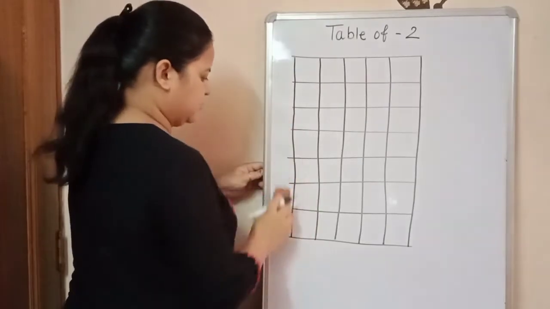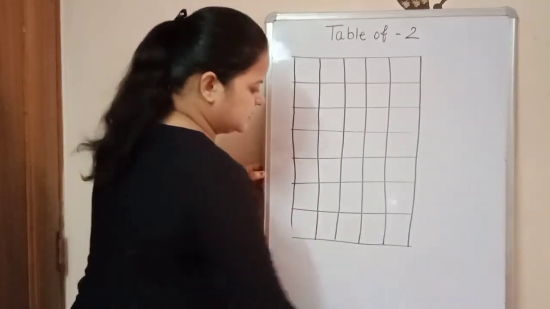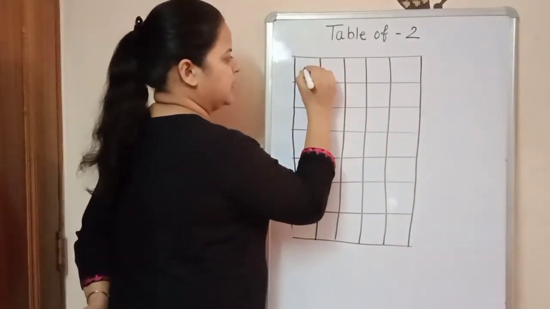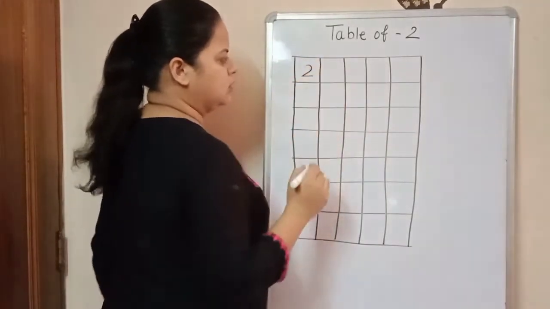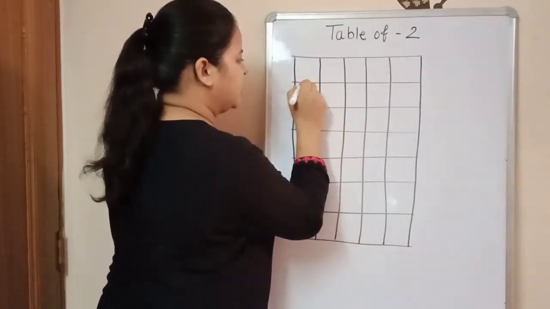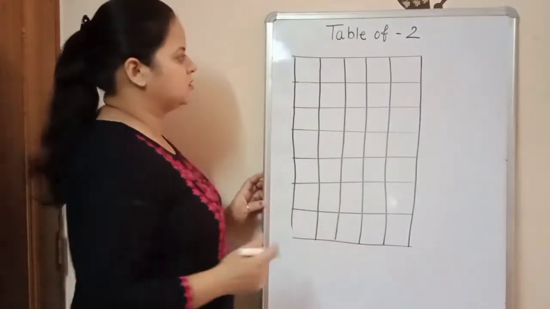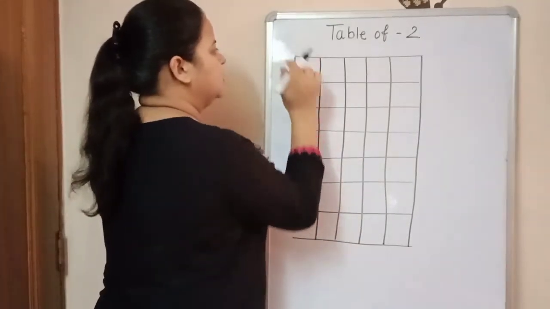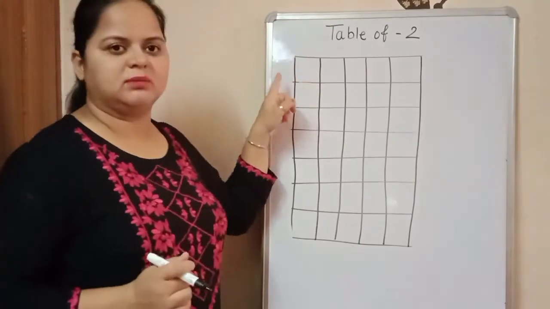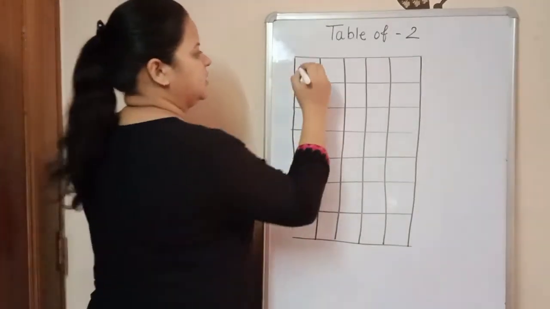You have this kind of notebook with boxes. Yes. So in first box here you have to write 2, and always remember that when you are writing numbers in the boxes you have to leave some space here and touch the bottom line. Okay. Always touch the bottom line.